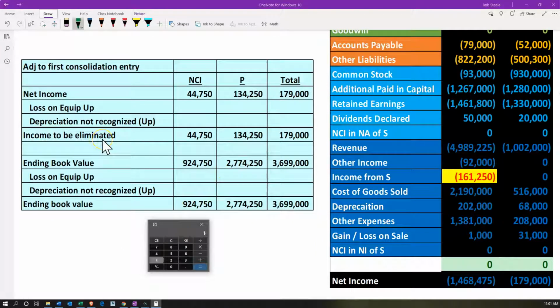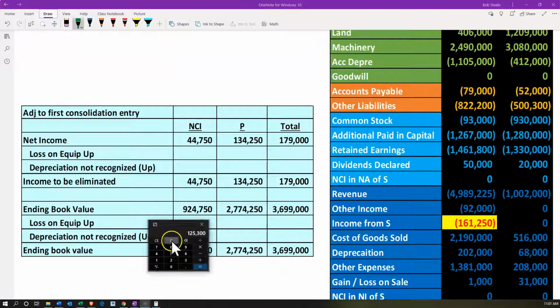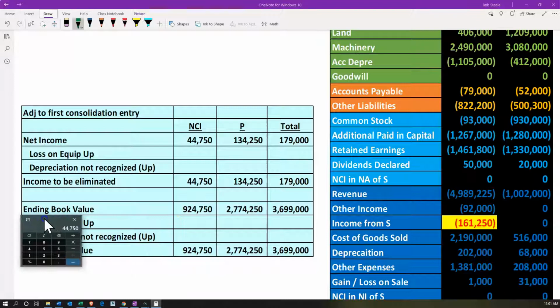So then we would take that 179,000 times 0.7, was it? I think it was 75. 179,000 times 0.75. That's going to give us our 134,250 because that's the controlling interest percent. 179,000 times 0.25 non-controlling interest percent, the 44,750. Then we're going to have our starting point for the book value.